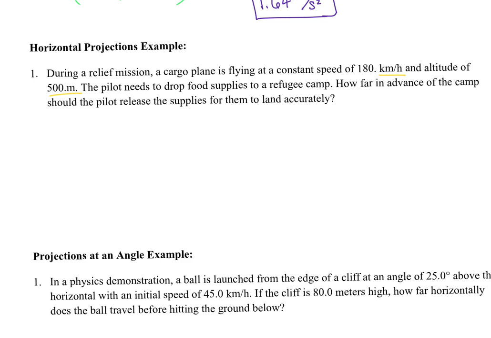So my initial velocity that they gave me is my horizontal velocity. The plane is moving horizontally. They've given it to me in kilometers per hour, so I do want to make that conversion to meters per second. Same exact conversion: 1,000 over 3,600, divide by 3.6, you should get 50 meters per second. They've given me an initial altitude. That is going to be my initial y value of 500 meters.